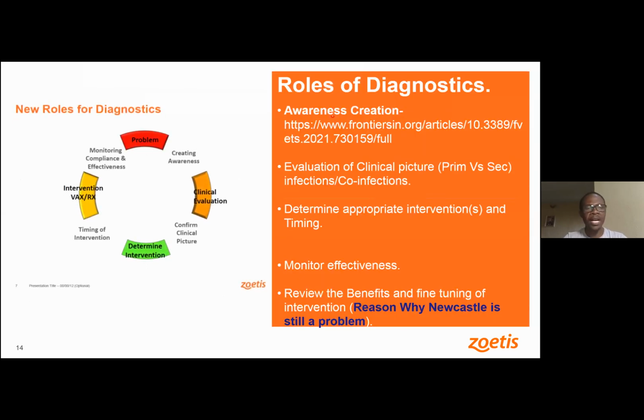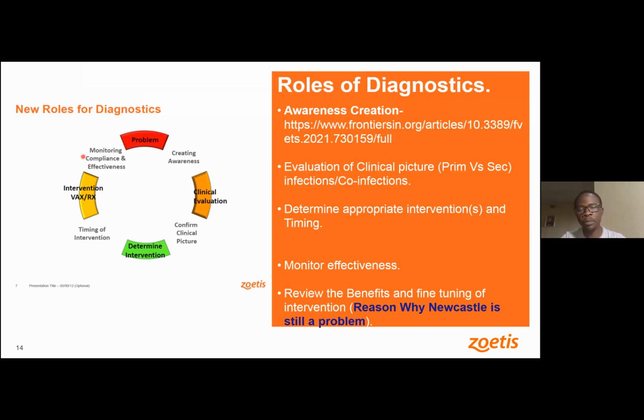So diagnosis will tell you the problem, it will create the awareness of the problem, and sometimes even give you the clinical evaluation, how deep, how serious is the problem. And then with that, you are able to proceed to determine the intervention and if need be, the timing of your intervention. Like Chris said, you want to use a live vaccine on mycoplasma-free flocks. How do you know they are actually free? You need to use the lab. And then after vaccination, you have to follow up to monitor for compliance or effectiveness.